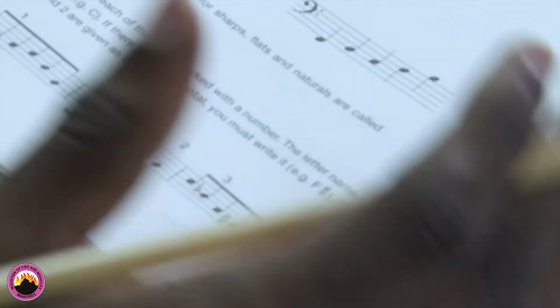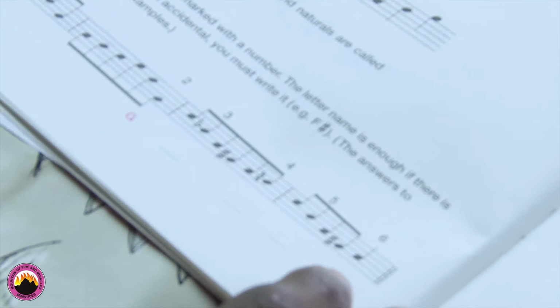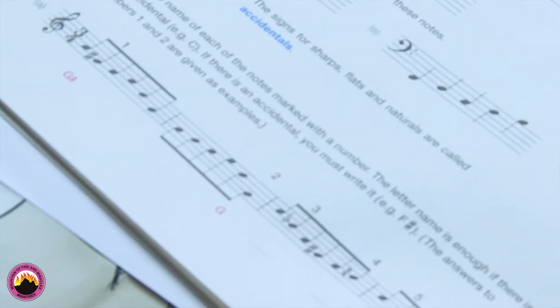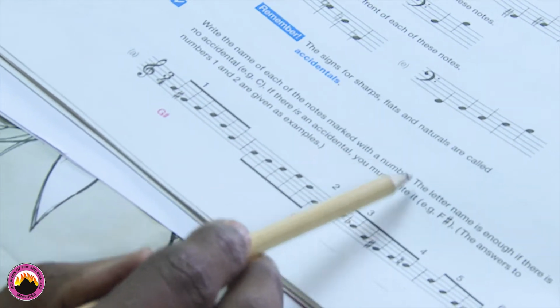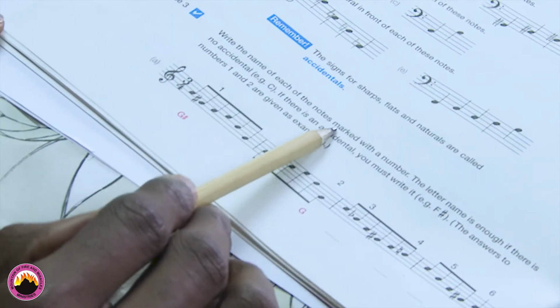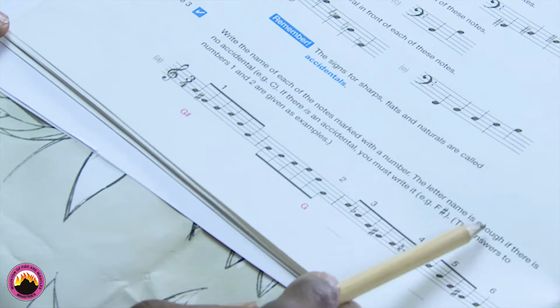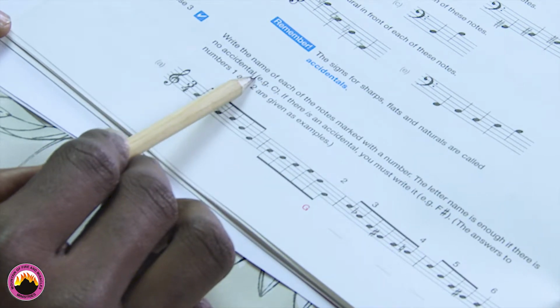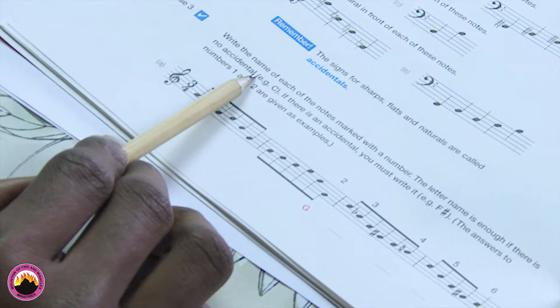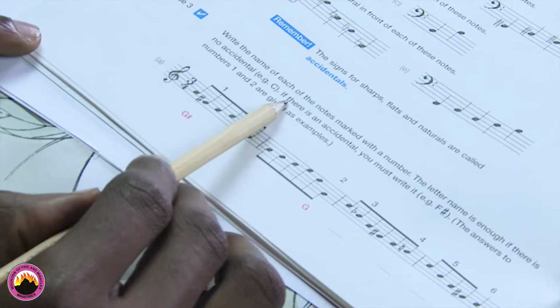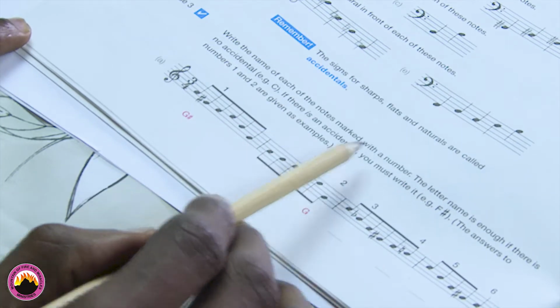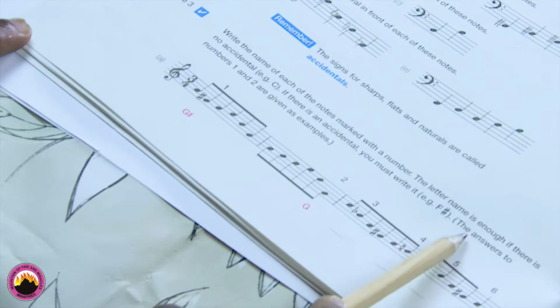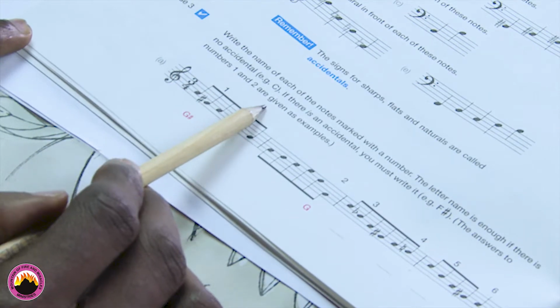So quickly we go to exercise 3, and we try to answer A, B, and C. So look at this. It says write the name of each of the notes marked with a number. The letter name is enough if there is no accidental. So if there is no accidental, just write the letter of that note. But if there's an accidental, include it in your answer. It says if there is an accidental, you must write it, e.g. F sharp. The answers to numbers 1 and 2 are given as examples.